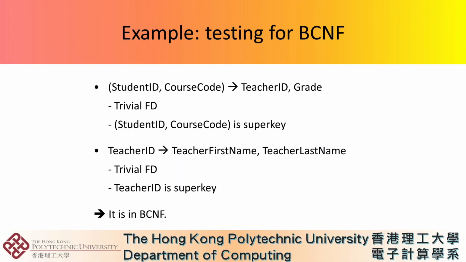For the functional dependency student ID and course code functionally determine teacher ID and grade, this is a non-trivial functional dependency because the attributes are not a subset of the primary key, and the primary key is a superkey also. For the functional dependency teacher ID functionally determines teacher first name and teacher last name, this is a non-trivial functional dependency because teacher first name and teacher last name are not a subset of teacher ID, and teacher ID is a superkey. Therefore, the example is in BCNF.